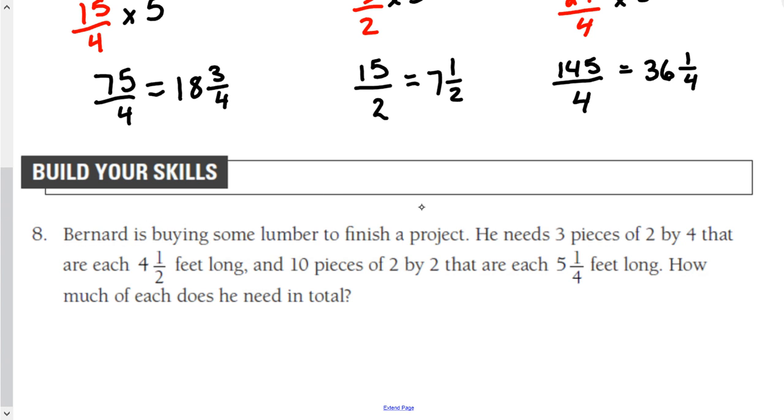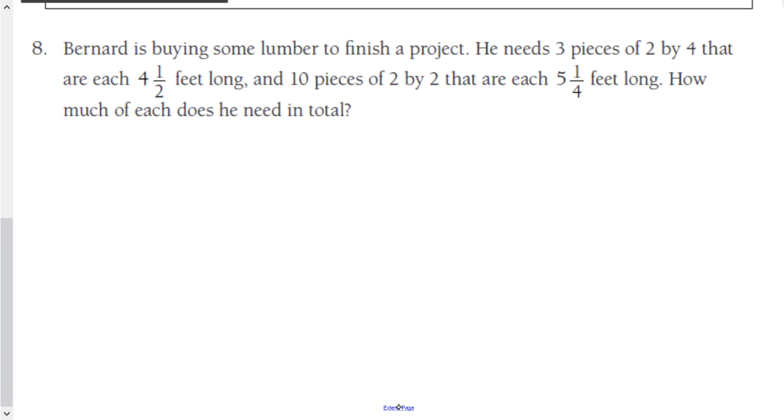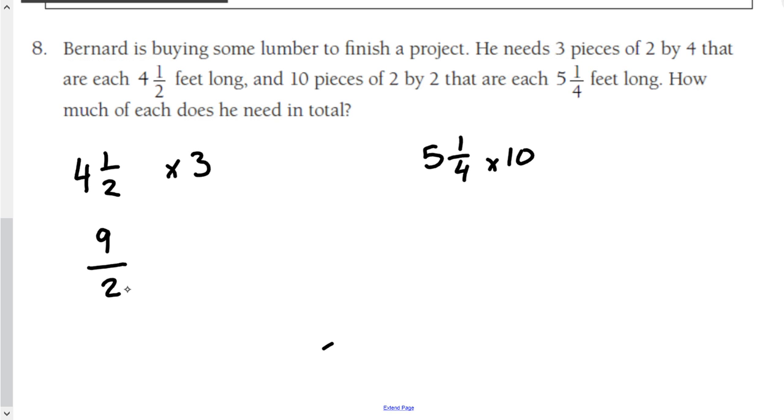Bernard is buying some lumber to finish a project. He needs 3 pieces of 2x4 that are each 4.5 feet long, 10 pieces of 2x2 that are each 5 1/4 long. How much of each does he need in total? Okay, so this is pretty similar to the last one. So we're going to have 4.5 feet times 3 pieces and 5 1/4 times 10. So let's convert this. This is 9/2 times 3. Then this converts to 21/4 times 10.